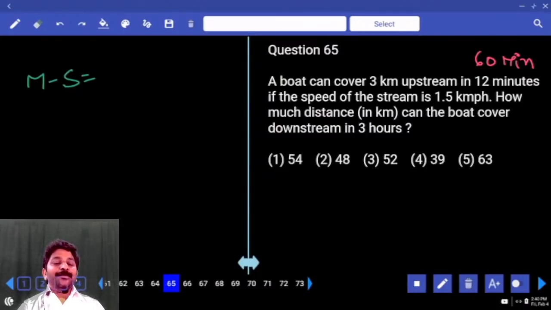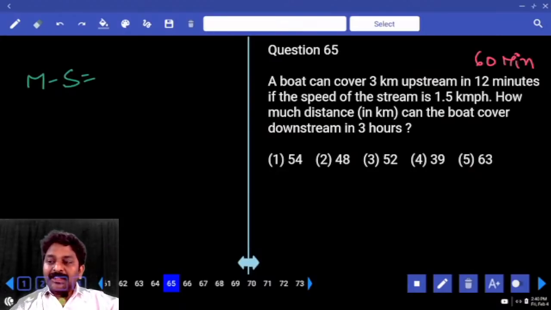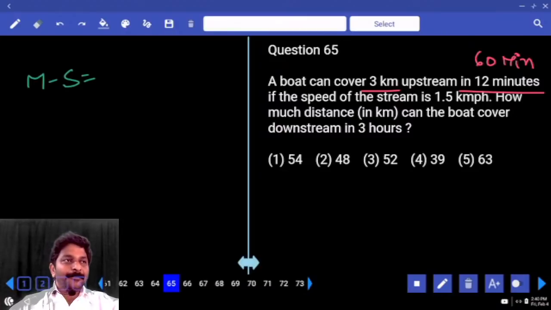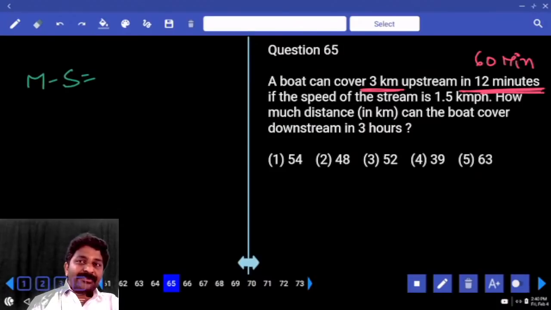To calculate the upstream speed, how do we calculate? We'll convert it to 60 minutes. Speed is usually measured in kilometers per hour, in the sense of 1 hour only. 1 hour is how many minutes? So if you can calculate the distance a person can cover in 60 minutes, that itself is the speed, right? In 12 minutes, how much distance is covered? Now we want to calculate it for how many minutes? 12 times which number gives you 60? Then 3 kilometers also becomes 5 times, which is equal to 15.